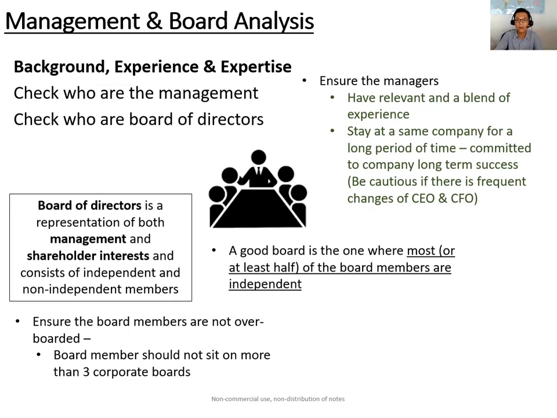A good board is one where most of the board members are independent, meaning at least half the board members are independent, because the board of directors are the watchdog. It helps to take care of the shareholder interest. It helps us to watch the managers of the company. So we need to ensure the board is as independent as possible to ensure the shareholder interests are taken care of. We also need to ensure the board members are not overboarded. What it means is that the board members should not sit on more than 3 corporate boards, meaning they are not directors in more than 3 other companies.